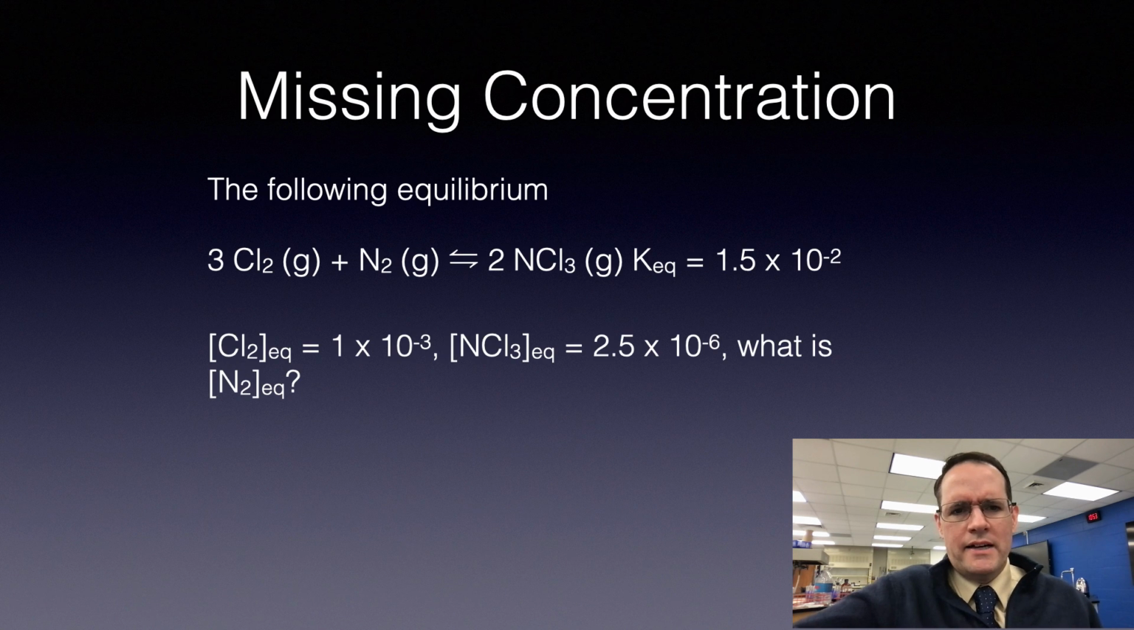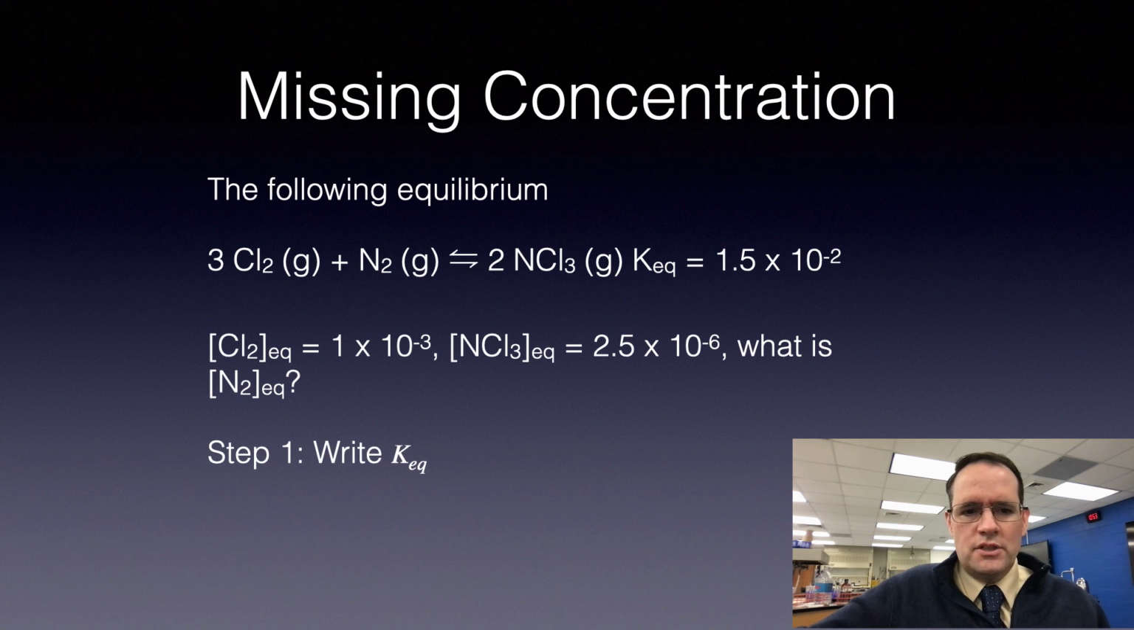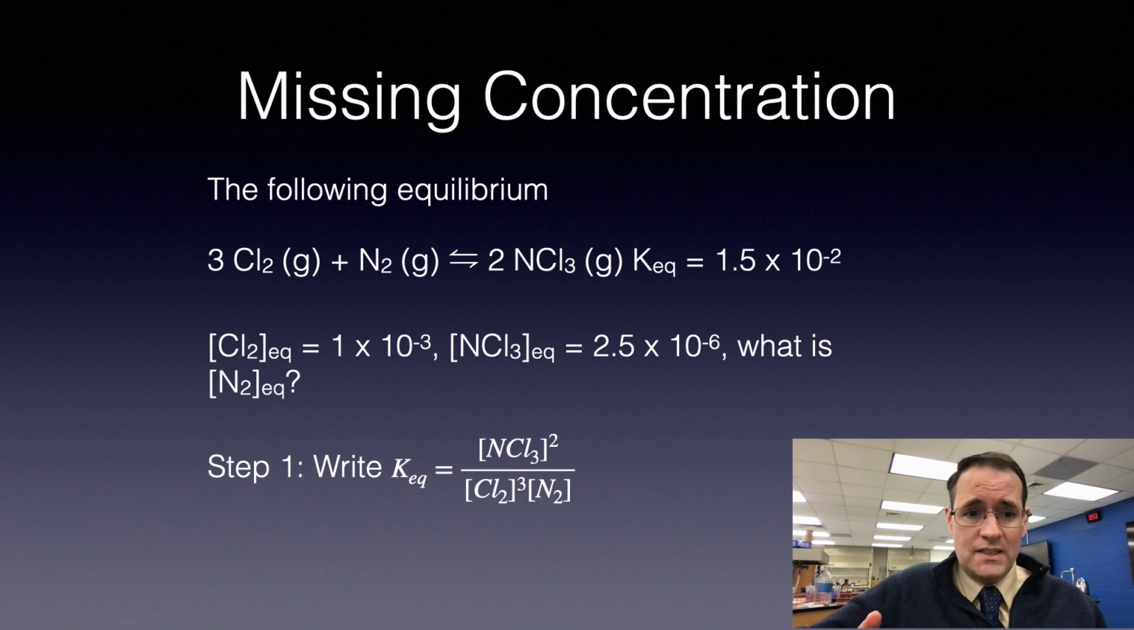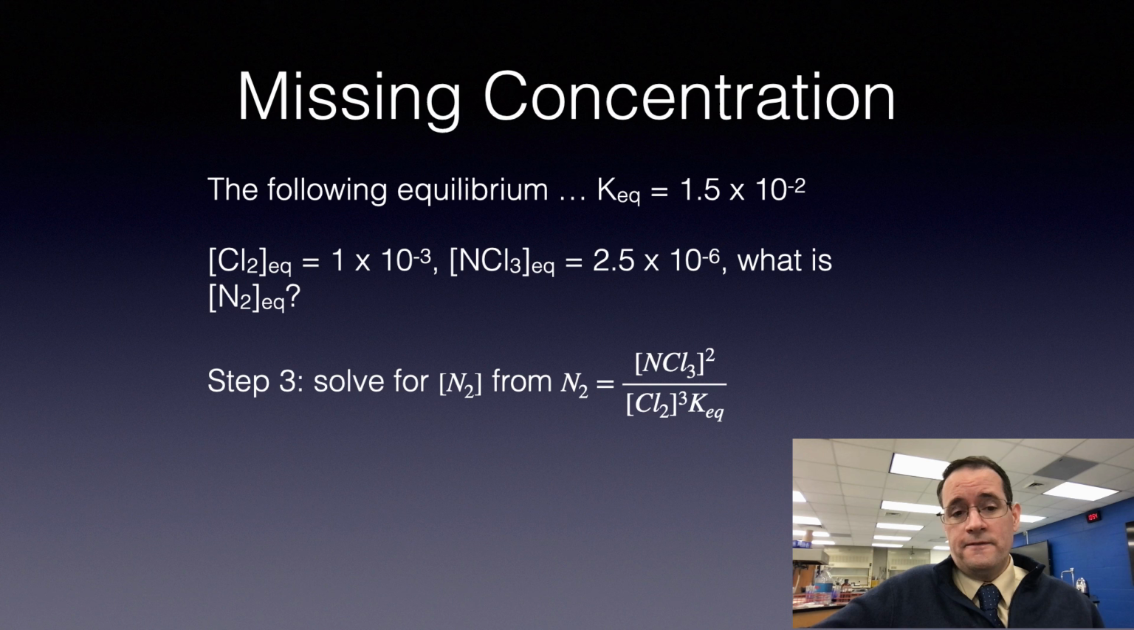What happens if you have a missing concentration that you need to solve for? So we have this chemical equilibrium, and we're given the equilibrium constant. And we're given a couple of different concentrations, and we want to know what is the nitrogen concentration. As usual, you want to start out by writing the equilibrium expression, and very carefully keep track of the coefficients. These are going to be powers, right? So we have NCl3 squared divided by chlorine cubed divided by nitrogen, okay? And so what we want to do is solve for N2, because we're trying to find the nitrogen concentration.